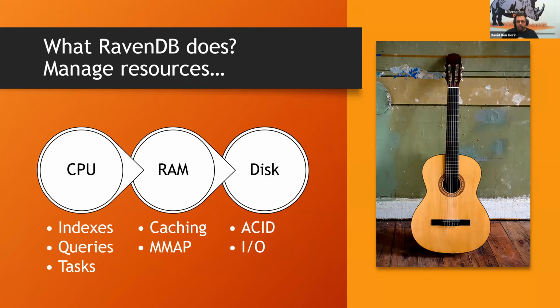The more work you give to the system, the more it needs to manage. So there are two types of work that we care about. One of them is request processing, and the other one is background operations. Background operations such as backups, indexing, stuff like that.